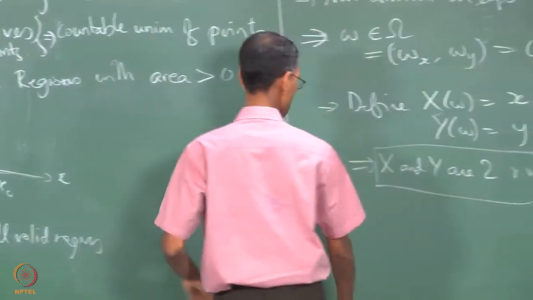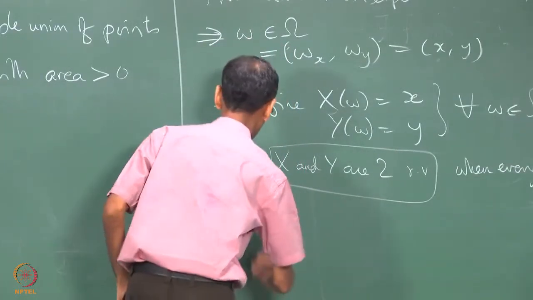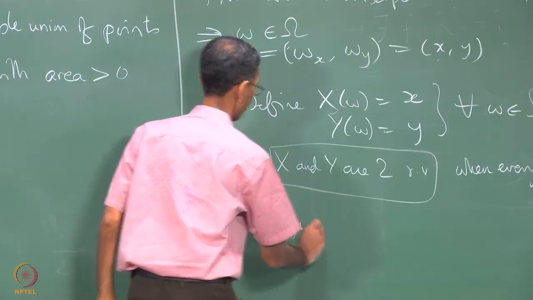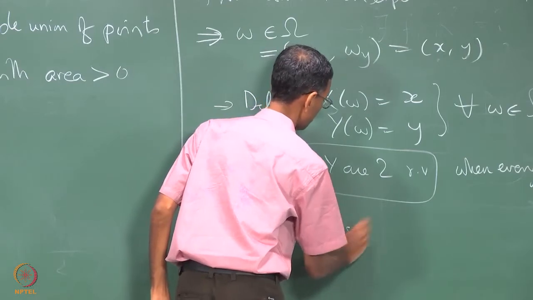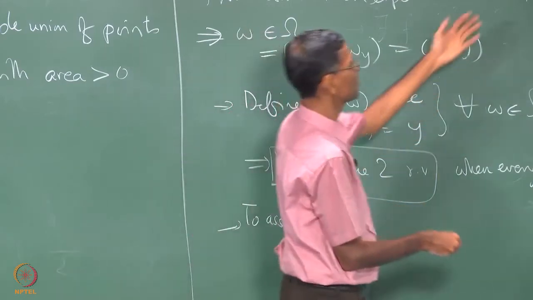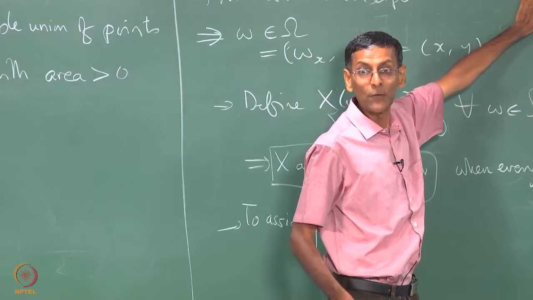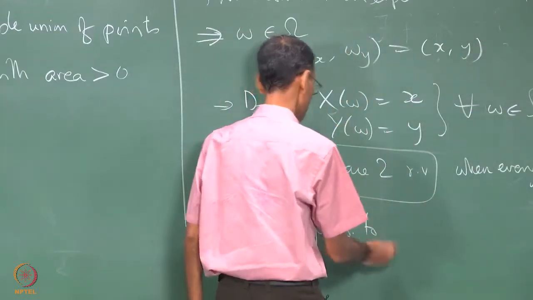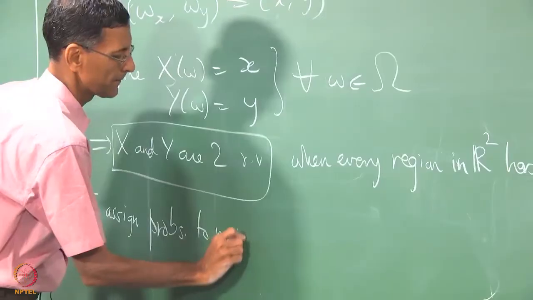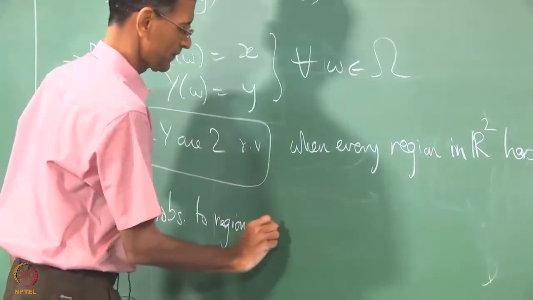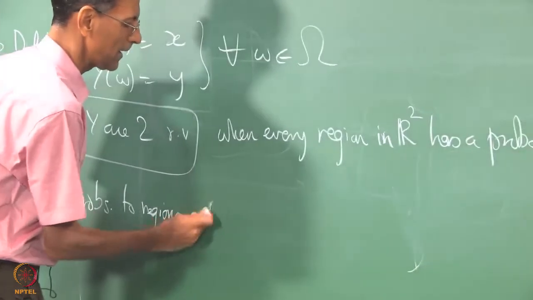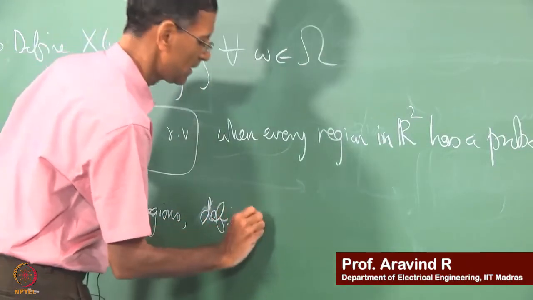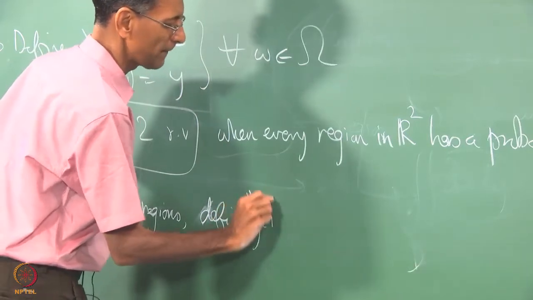to assign probabilities to regions. Okay, let me... to other regions. Of course, omega itself will have probability 1, always it has to have, to regions. We start with, or we define, a function which we call the joint density, joint PDF.